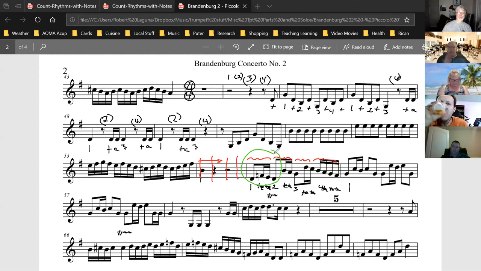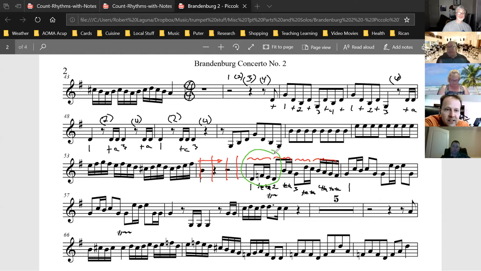1, te ta, 2. 1, te ta, 2. It's not good enough to just say 1, te ta, 2, because that can be said in whatever rhythm it is that you want. You have to be able to put it in rhythm.